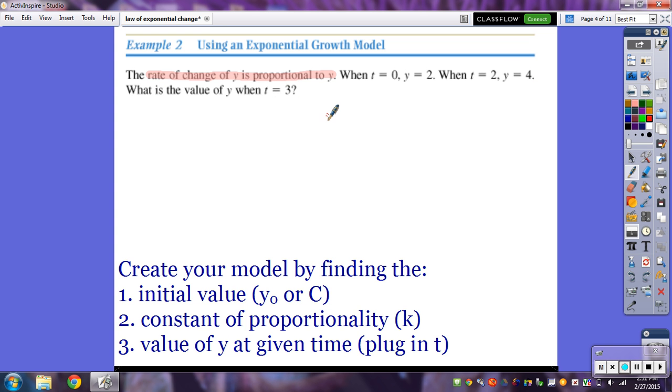And so this first phrase tells you that you are going to be using y equals c times e to the kt. And then from there, you are just going to use these ordered pairs to find the other constants that you need to model your situation. So when t equals 0, y equals 2. If I plug 0 in for t and 2 in for y, I get this.